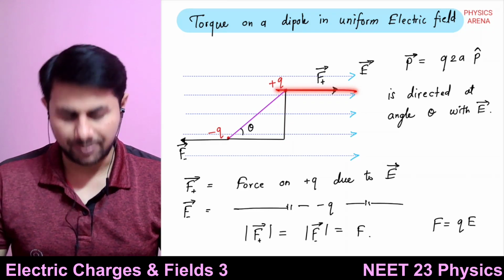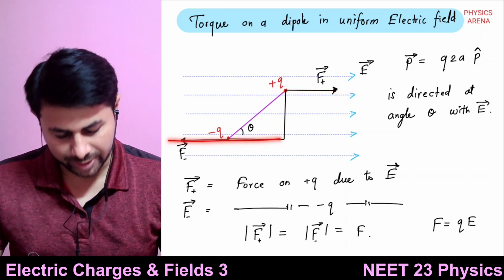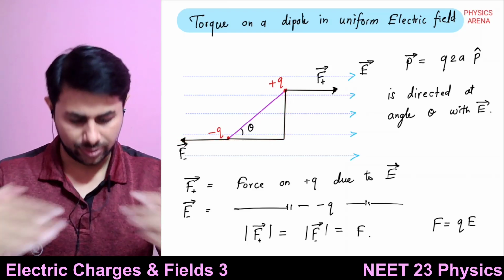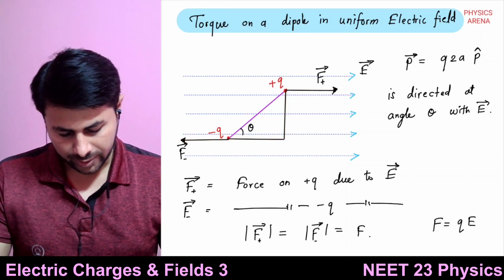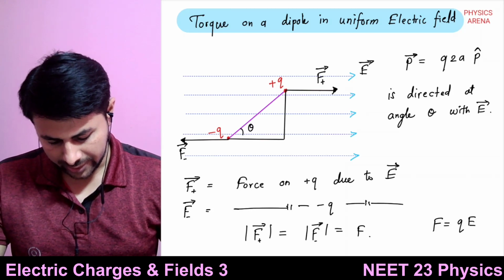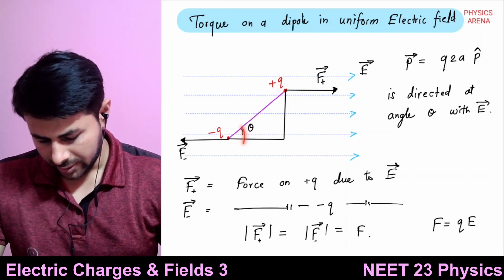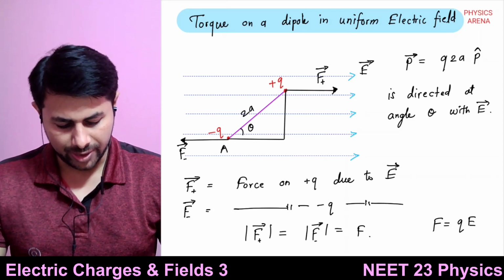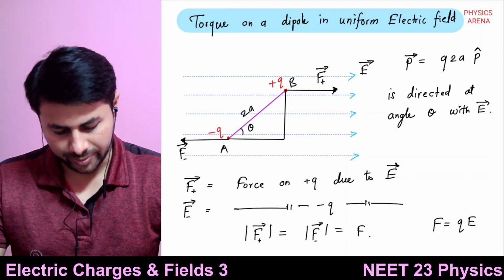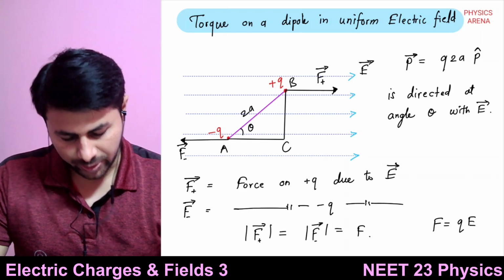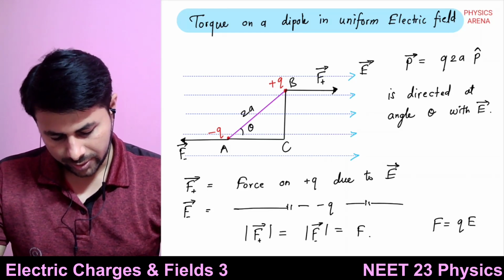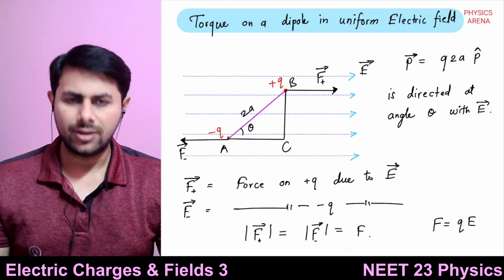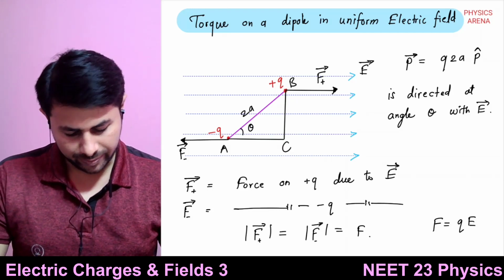Okay, this force F plus bar acts along this line, F minus bar acts along this line. So this much is the distance between those two forces. Okay, so this angle is theta. This distance is 2A. So let's call it AB is the dipole and this point is C. So this distance BC is the perpendicular distance between the two forces, right?